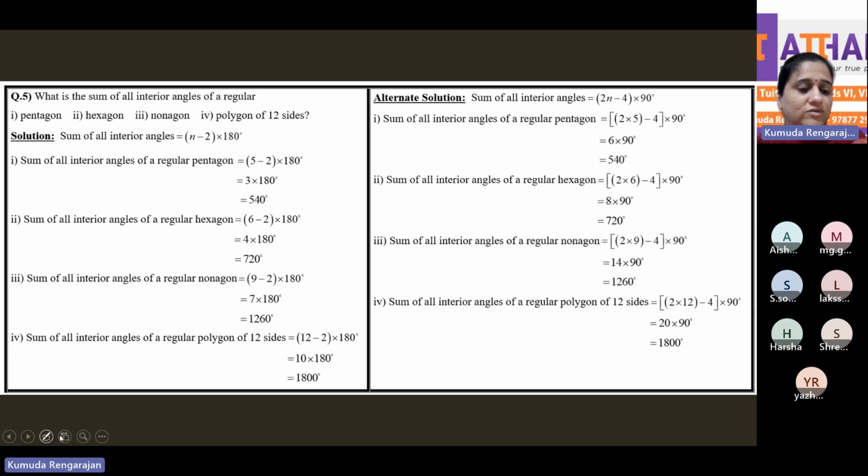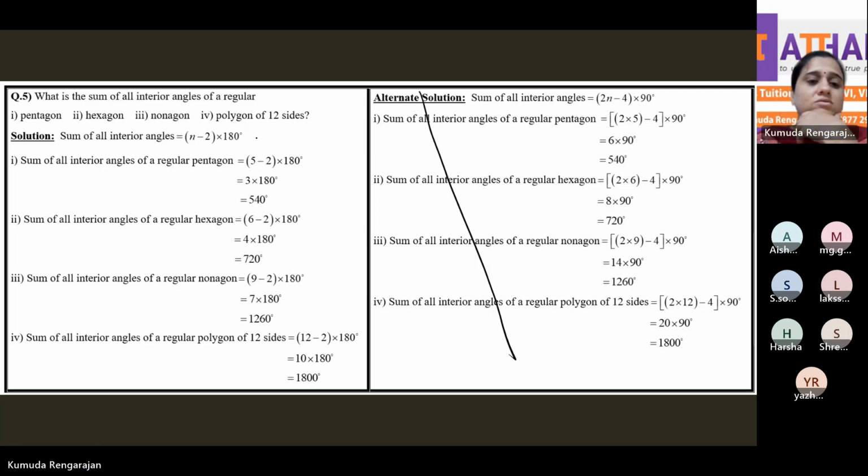Don't see the alternate solution. This is enough. Look at this one. So this is the formula. 540, 720, 1,260 and 1,800. Online students, got these answers? Yes, ma'am. Okay.